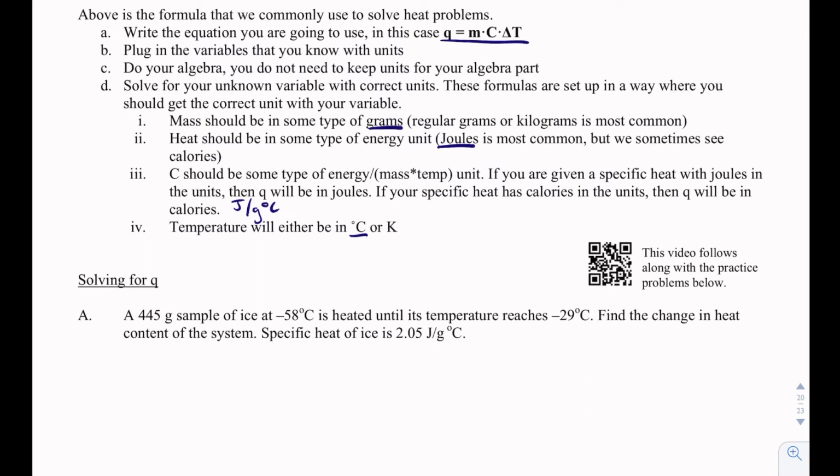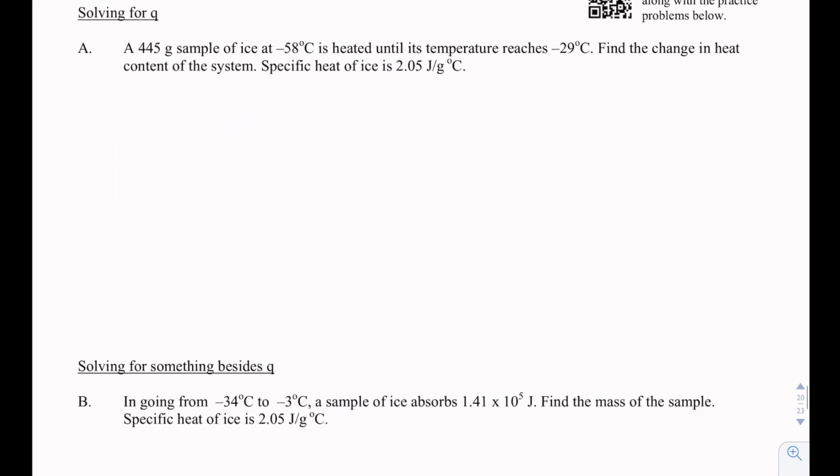So let me show you how I do this. In A, it says a 445 gram sample of ice at negative 58 degrees Celsius is heated until its temperature reaches negative 29 degrees Celsius. It says find the change in heat content of the system. The specific heat of ice is 2.05 joules divided by grams times degrees Celsius. So go ahead and underline all the numbers that you are given and label them. Are they a Q? Are they an M? Are they a C? Or are they a T?